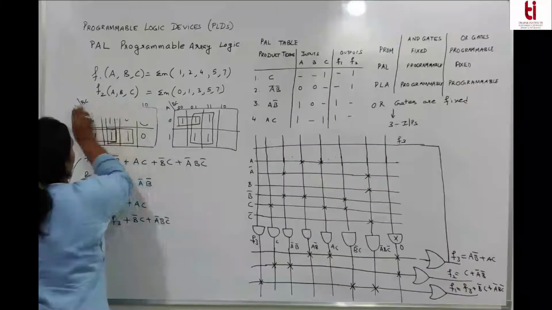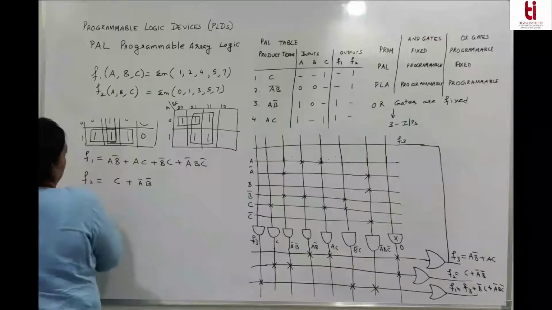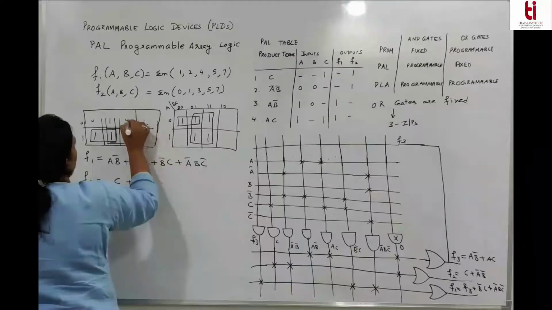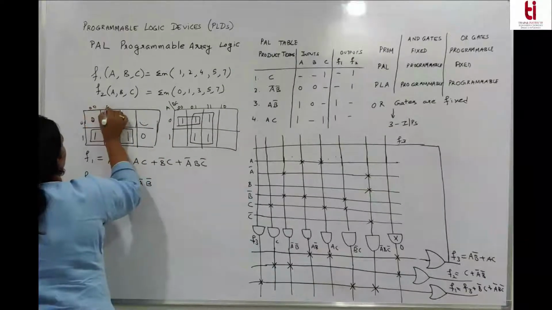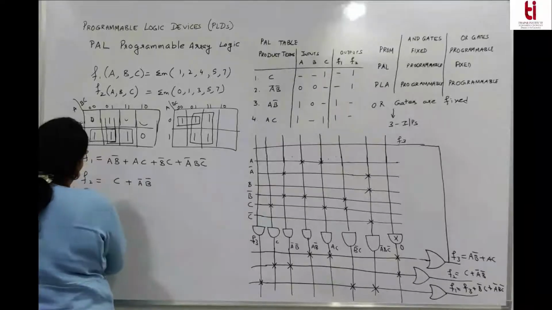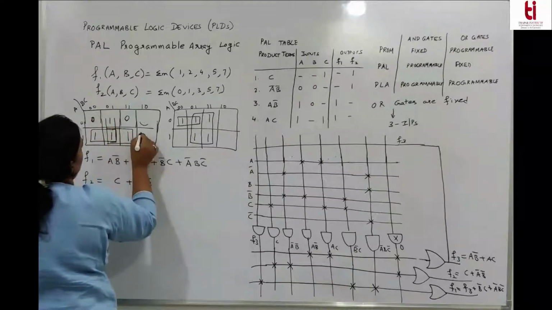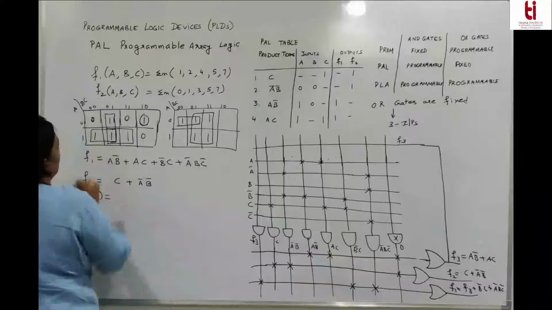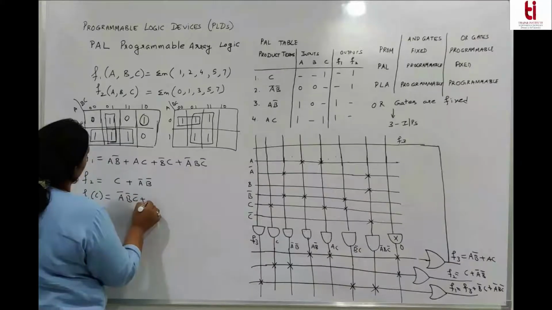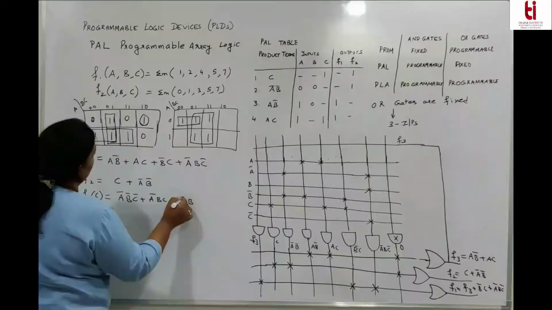So this was PAL. Let me implement using PLA. Let me complete this. This was F1, and true. F1 in its complement form will be A bar, B bar, C bar, A bar, B, C, A, B, C bar.